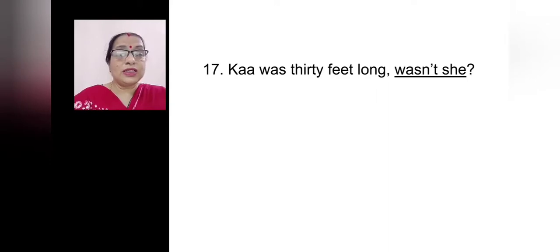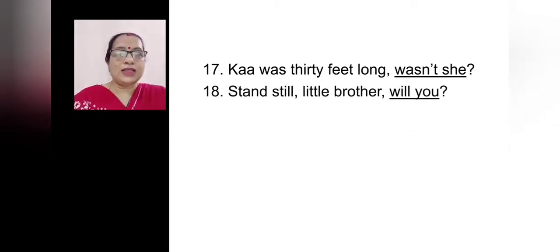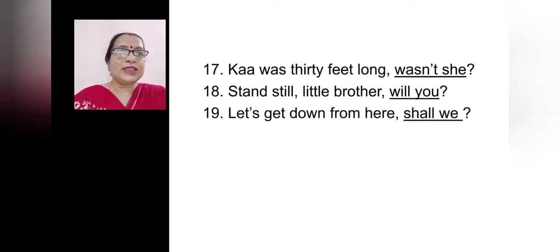Kaa was 30 feet long. Wasn't she? Kaa, you must have understood what we are talking about. Mowgli, you must have seen the animated film. Yes. It was the python. Okay. So, Kaa was 30 feet long. Wasn't she? Stand still, little brother. Will you? Exceptional cases. Let's get down from here. Shall we?